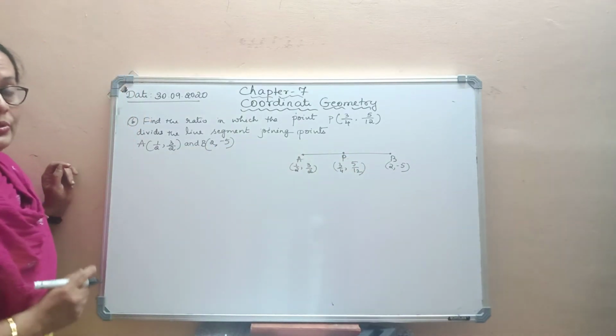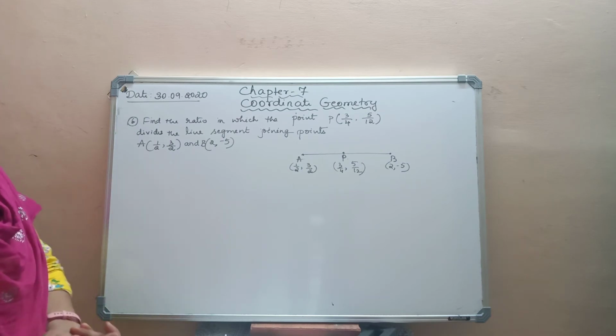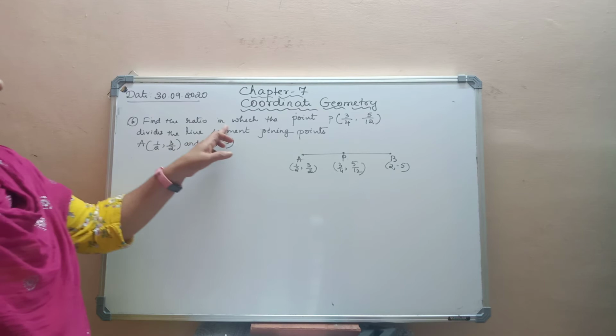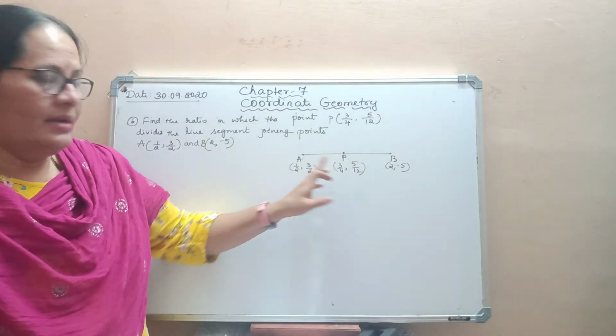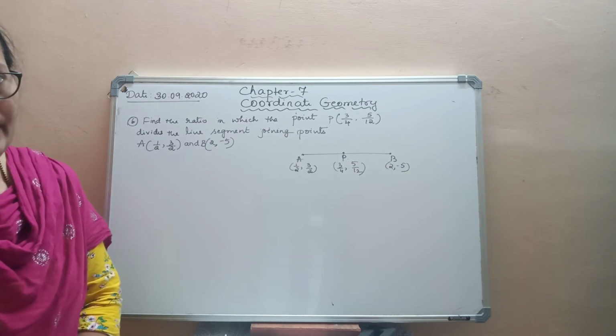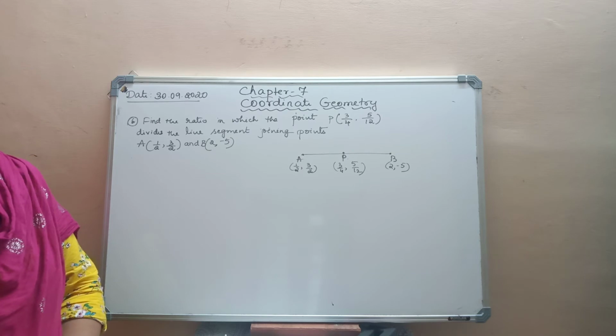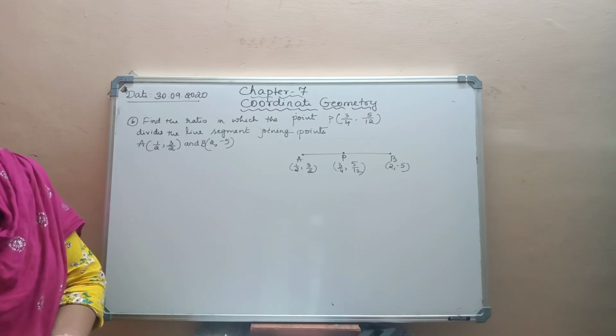So in what ratio is the line divided? Point P divides it. So find the ratio in which the point P divides the line segment. In which ratio the line is divided, you need to find. So let the ratio be m1 is to m2.